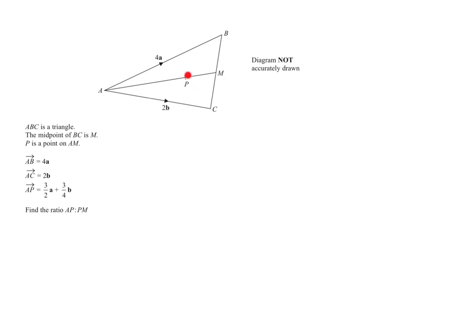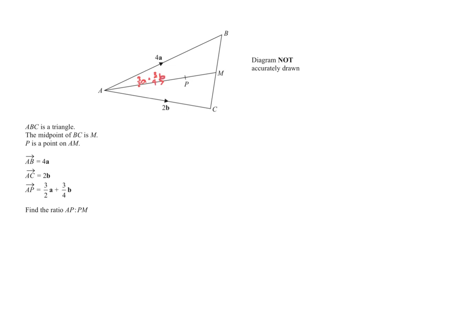P is partway along the line AM. We don't know how far along, but we do know the vector of that, and I just need to write that one onto the diagram. I think it helps to put everything on. So this one here, just going as far as P, is going to be 3 over 2 a plus 3 over 4 b.